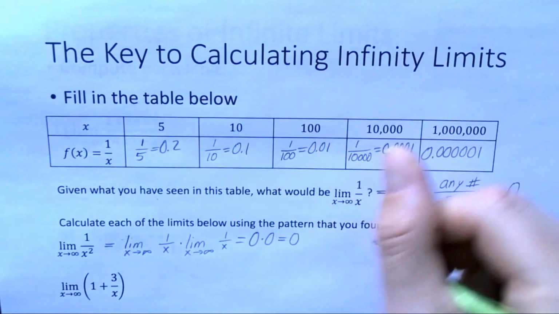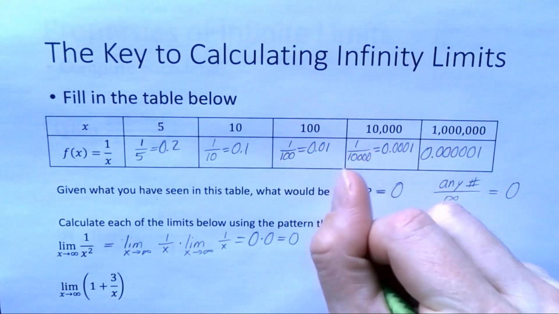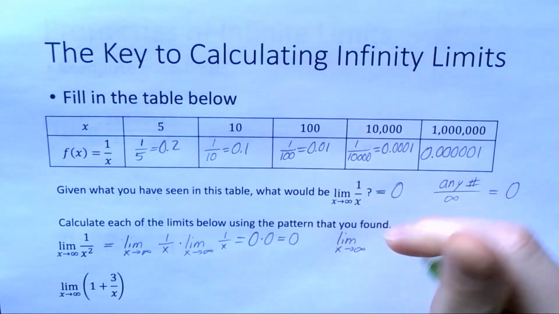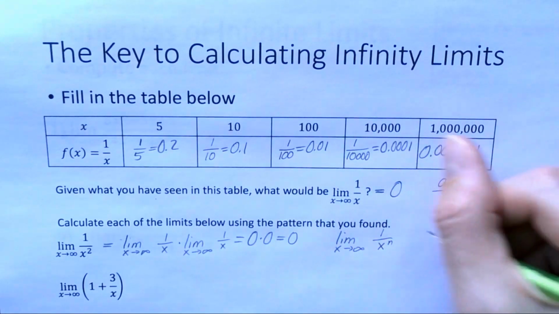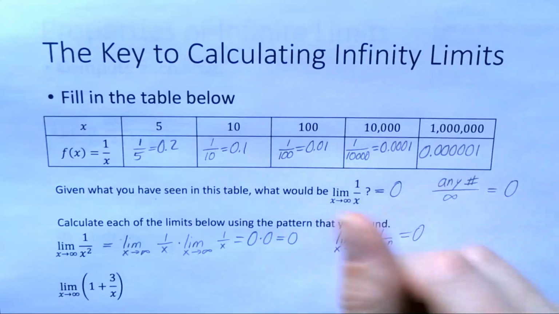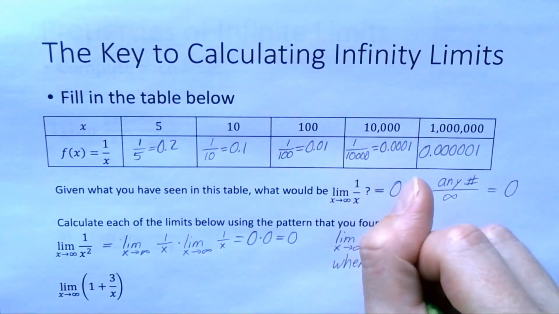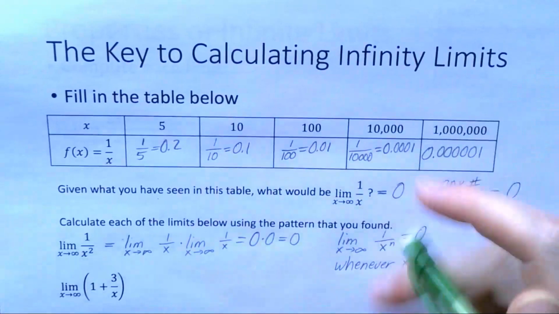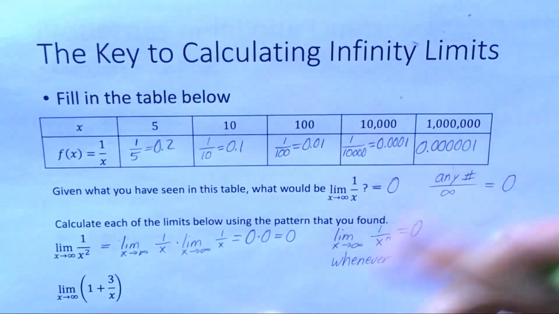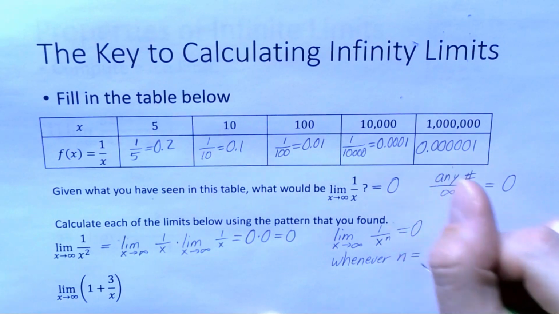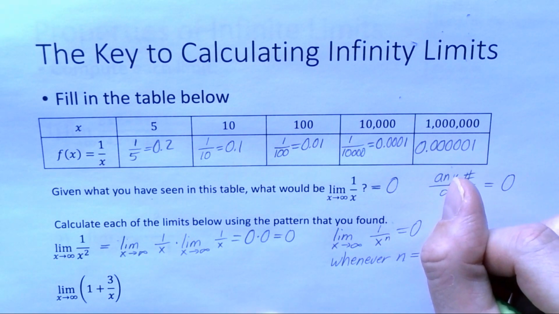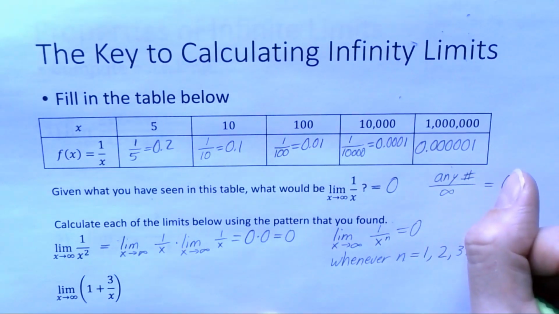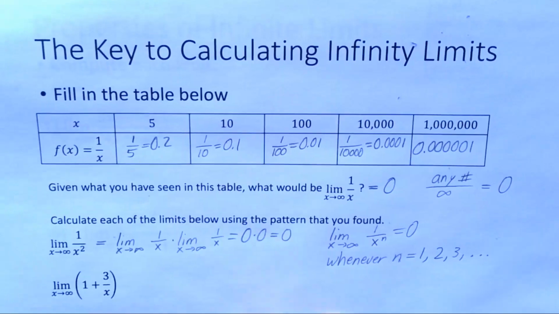And as a matter of fact, we can go further to say that the limit as x approaches infinity of 1 over x to the nth power is 0 whenever n is any positive real number. So whenever n is 1, 2, 3, going on up, any positive integer, 1 divided by x to that power is going to be 0.